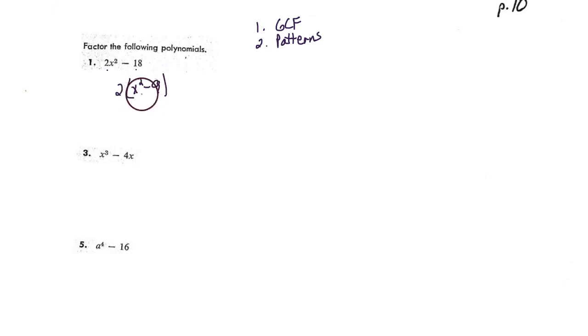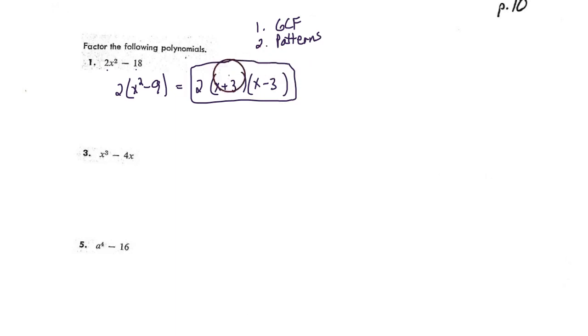Now look at the x squared minus 9. Is that a special pattern? It is. It's called a difference of squares. So it factors with 2 sets of parentheses. X times x is your x squared, and positive 3 times negative 3 is the negative 9. So here is factored form.